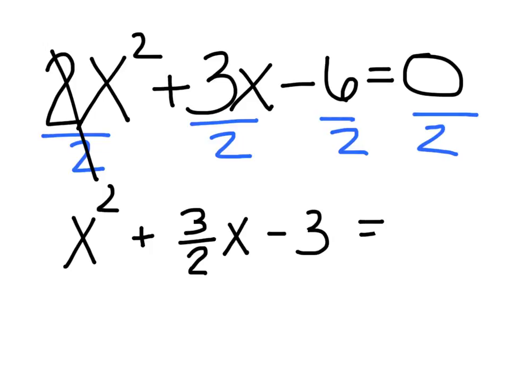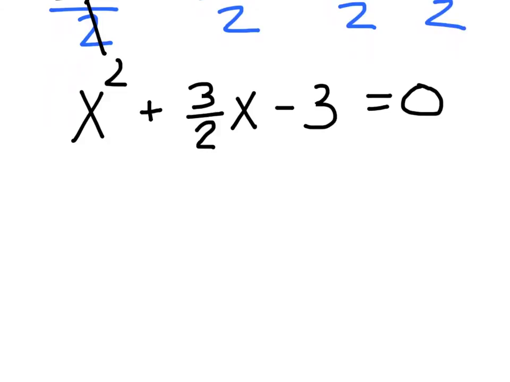Okay? It's not pretty, but that's just what's going to happen. Every now and then you're going to get a number that doesn't divide nicely. And it's nothing to worry about. You just got to go with it. Notice I'm not using any crazy decimals. I'm leaving it as a fraction. And I'm still going to play the game. All right, so I've got x squared plus 3 over 2x.